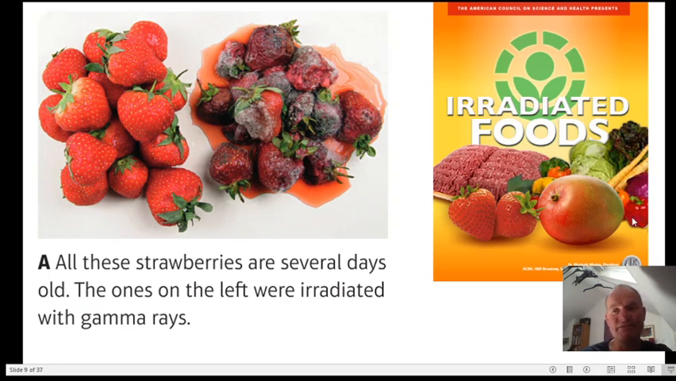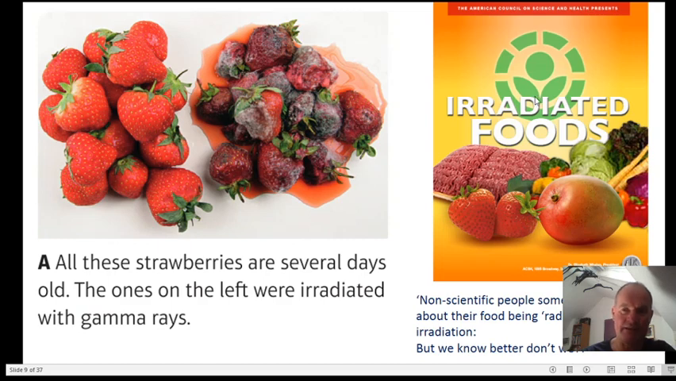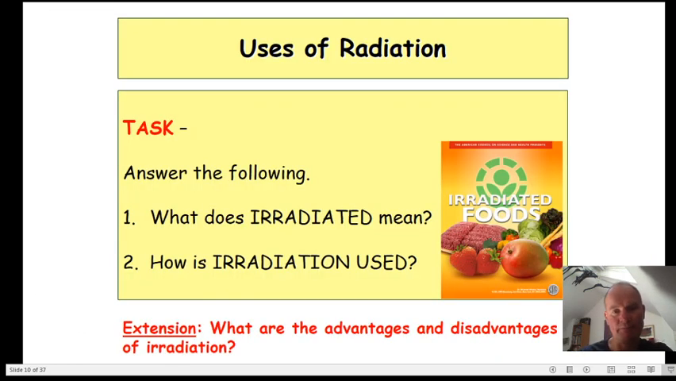And irradiated food, a variety of fresh foods can be irradiated to prolong their shelf life, means they don't go off so quickly. And obviously, I remember when that first came out and it was all over the press, it was like, oh no, radioactive food, because people were confusing irradiated and radioactive, and non-scientific people worry about this. They see the label and they think, oh, the food's radioactive, but it is not really. It's just been irradiated, and of course we know better, and you could experiment to see whether it tastes any different or not with that one.